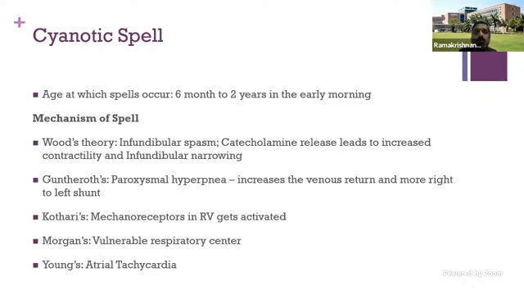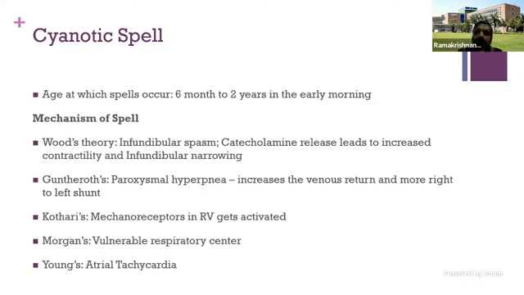Some of the things that are there: just the mismatch between the amount of blood going into the lungs and the amount of blood going into the system can actually produce a spell-like situation. There are other important theories, like paroxysmal hypopnea, or mechanoreceptors in the RV by Dr. Kothari, and a vulnerable respiratory center. That I think can explain in part why spells disappear after 2 years.